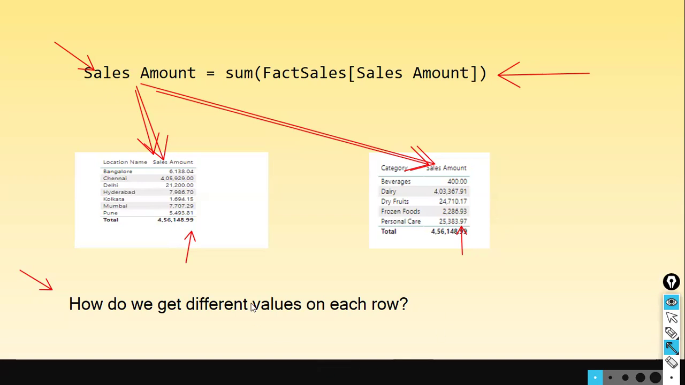Evaluation context is nothing but the environment in which a DAX formula is evaluated. In a different environment, my DAX formula will also behave differently. This is called the evaluation context. Remember this.